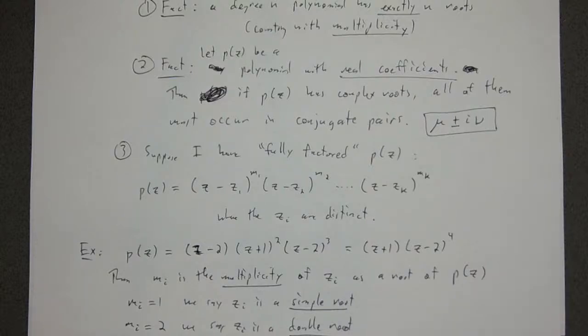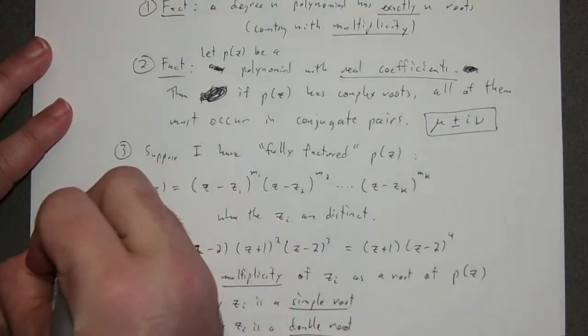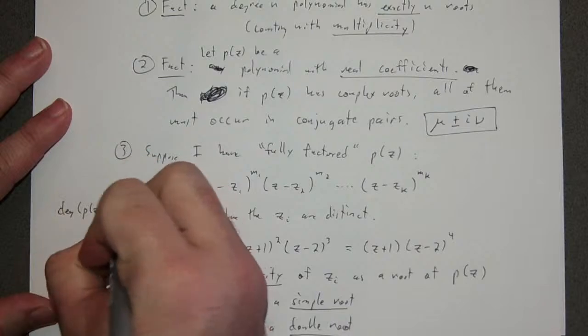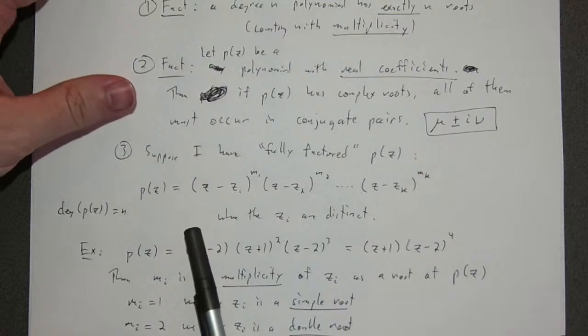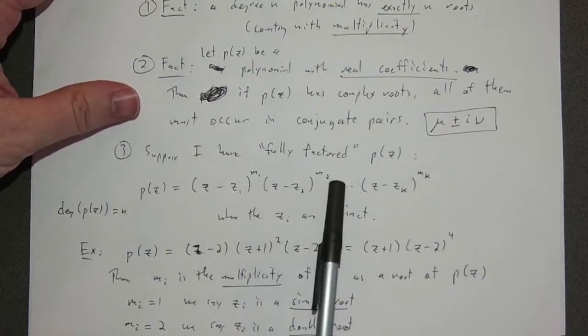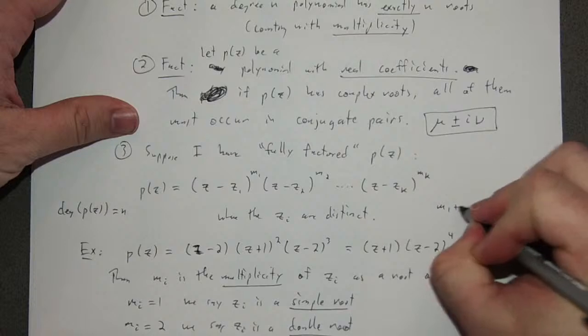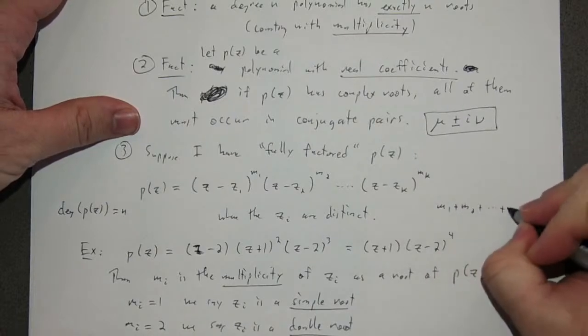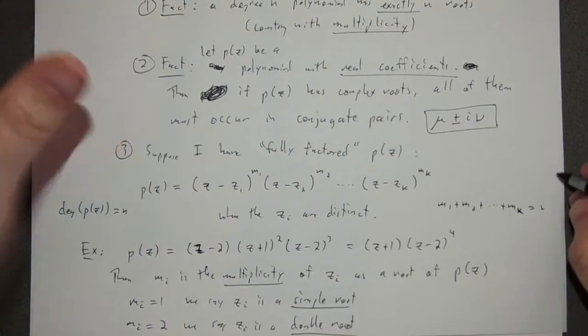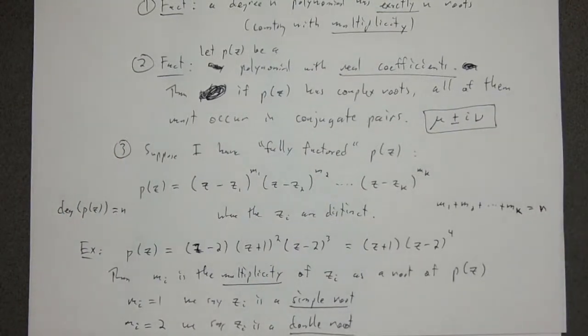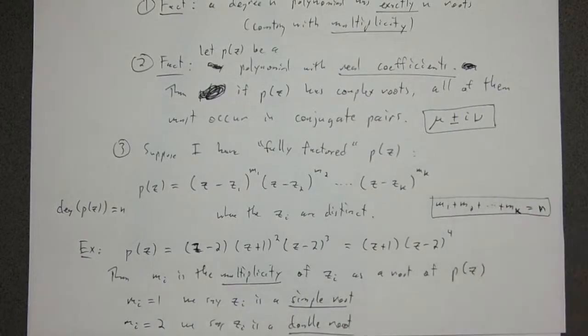All right. So this is what the multiplicity is. Notice a few things from this. If the degree of P of z is n, then I actually know what the sum of these m sub i's has to be. These m sub i's have to sum to n, all the way to m sub k. So these multiplicities have to sum to n.